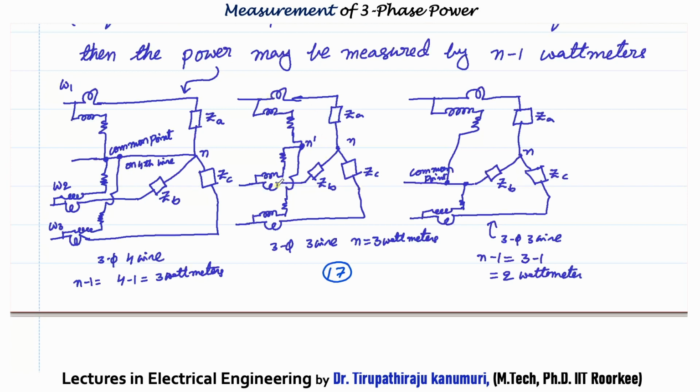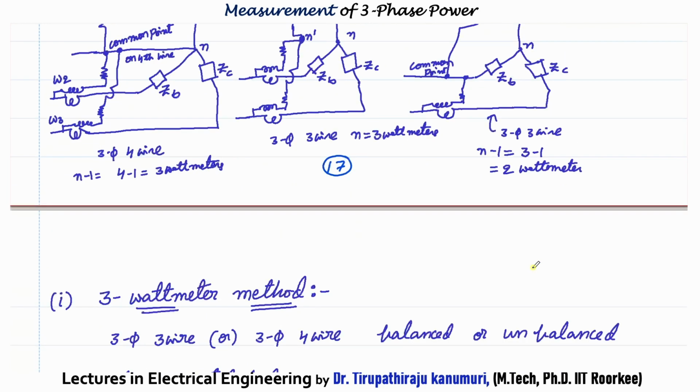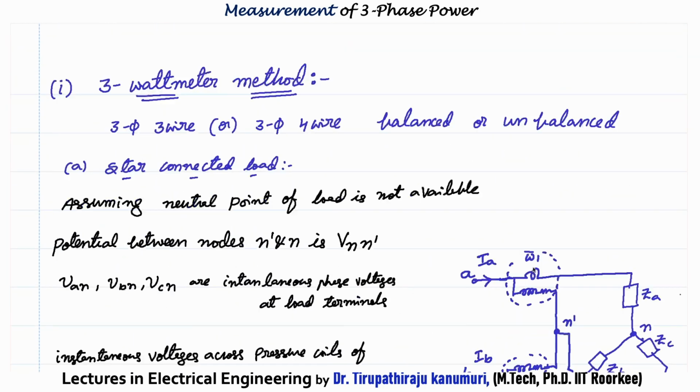But in the case of a 3-phase 3-wire system, 3 wires are there, connected to some common point. So in this case, 3 wattmeters are connected in 3 respective phases. Or the other possibility is taking one of the phases as common, then 2 wattmeters are required. Here also 3 minus 1, so 2 wattmeters are required. This is about Blondel's theorem. So let us check each one of them in detail now.